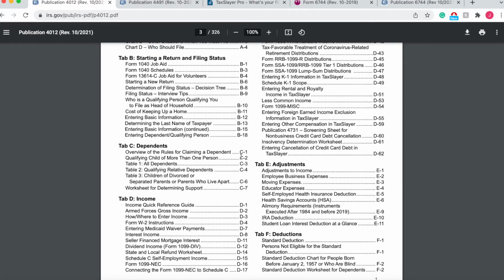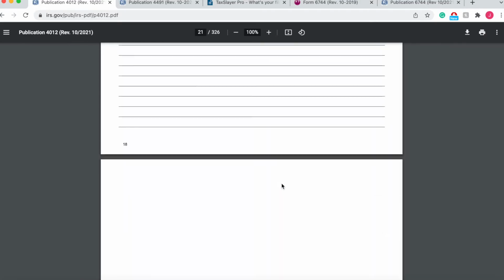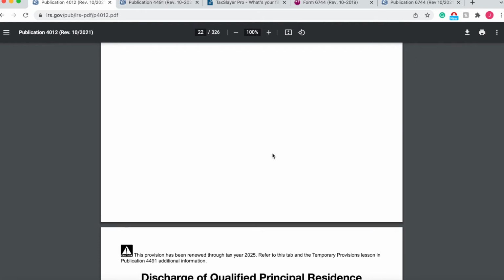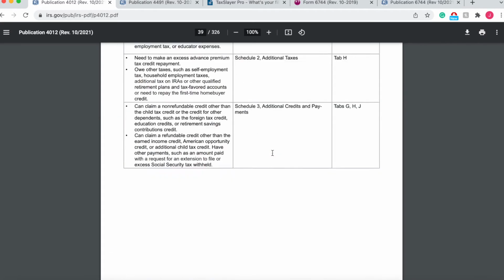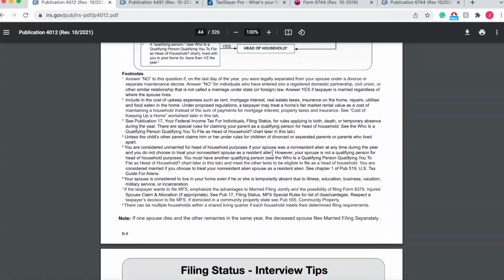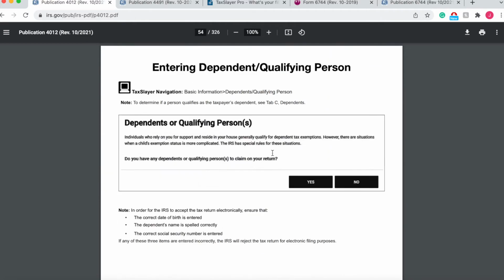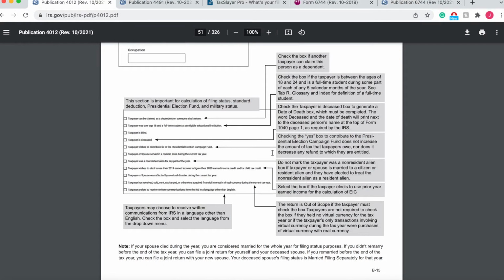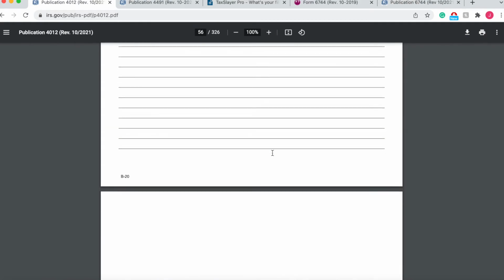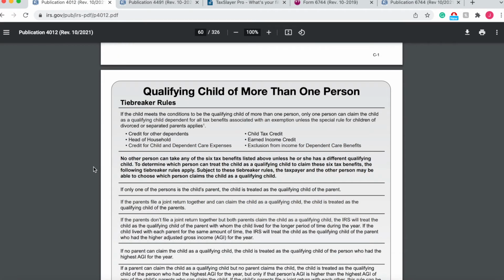And so what we're going to do is come down here to the dependents section in tab C. And again, it didn't work for me. I think it did that in the earlier lectures too. Probably should have remembered that. So now we are going to scroll through until we get to the correct area for us to determine whether or not they're going to be qualifying children, qualifying relatives, or neither. So we're in tab C here for dependents.